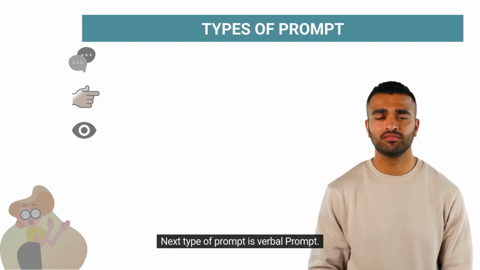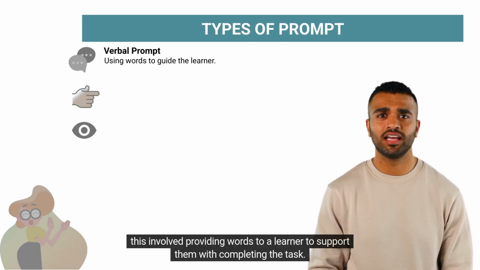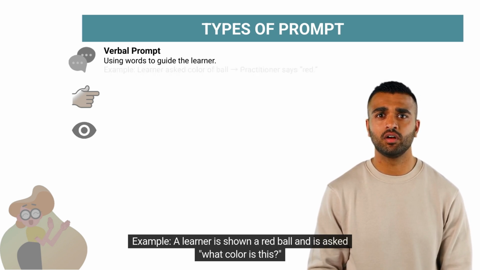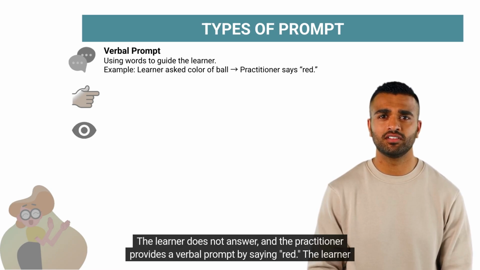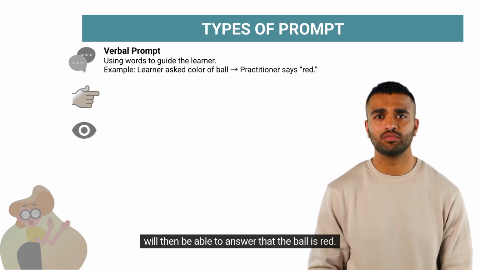Next type of prompt is verbal prompt. This involves providing words to a learner to support them with completing the task. Example, a learner is shown a red ball and is asked, "What color is this?" The learner does not answer, and the practitioner provides a verbal prompt by saying red. The learner will then be able to answer that the ball is red.